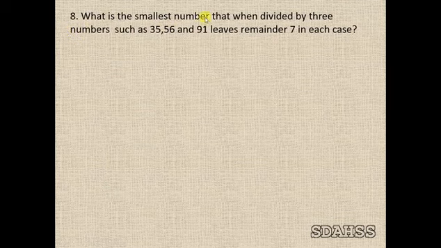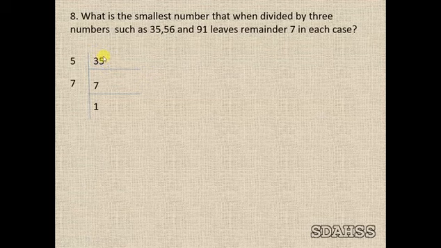Eighth sum. What is the smallest number that when divided by 3 numbers such as 35, 56 and 91 leaves a remainder 7 in each case? First you consider 35. 35 can be divided by 5 table. So if you divide by 5 table, you will get 7. 7 can be divided by 7 table, then you will get 1.